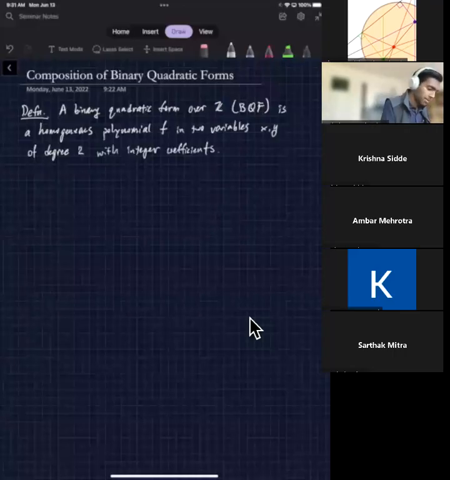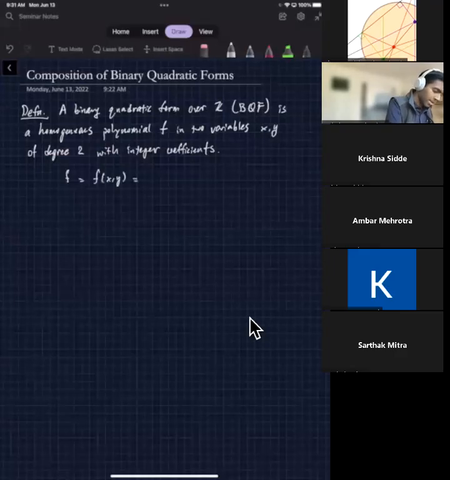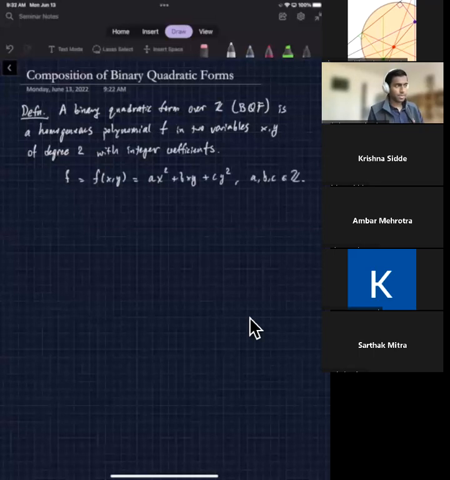So what does a typical binary quadratic form look like? We denote it by f, sometimes also write f of x comma y, and it'll look like a polynomial of the form ax squared plus bxy plus cy squared, where a, b, and c are integers. Okay. So that's a binary quadratic form.